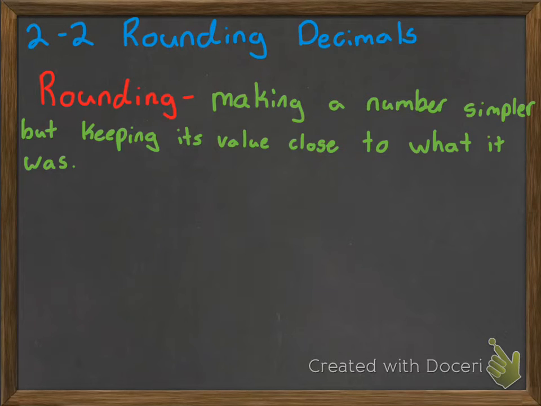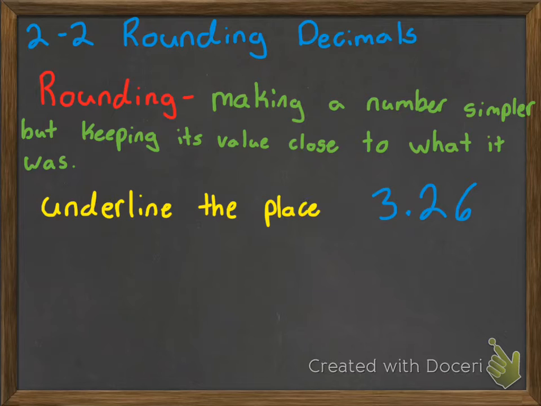So let's look at an example. If I have 3 and 26/100ths, and I'm asked to round to the nearest tenths place, there's a little saying that helps me remember how to round. The first step is underline the place. So the place is the tenths. I want to round to the tenths, so I underline the place.